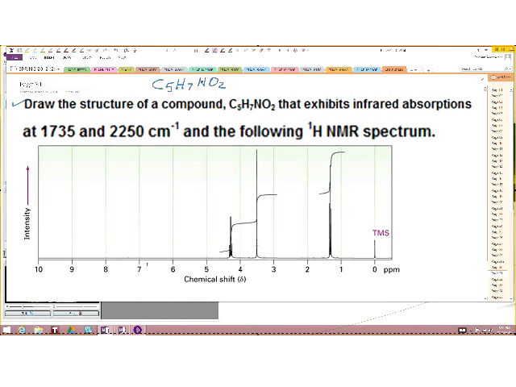Remember we did spectroscopy last semester. Now, we have this problem here. They have given you the proton NMR spectrum for this compound. The formula is C5H7, 1 nitrogen, 2 oxygen atoms. And then they've also told us that the molecule has an infrared absorption at 1735 wave number, and another infrared absorption at 2250 wave number. Do you know what kind of information those two will give you, the infrared data?